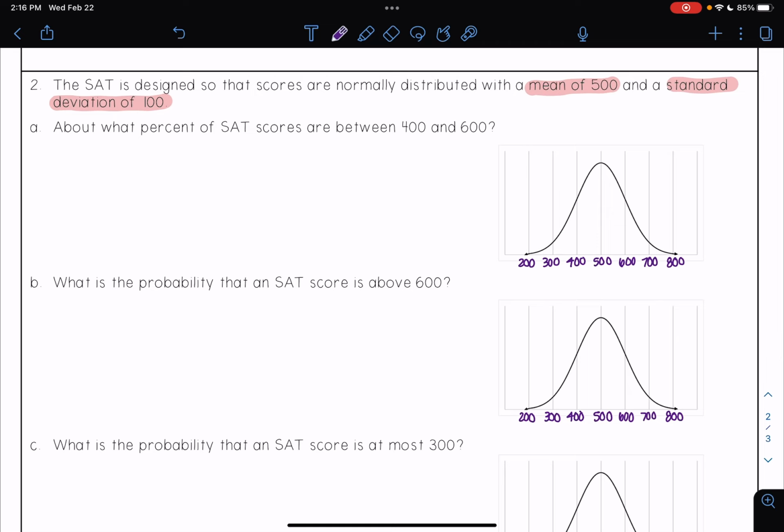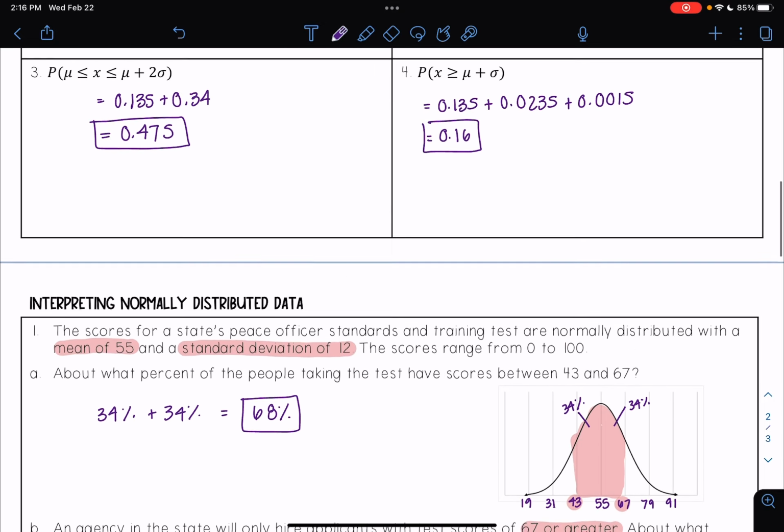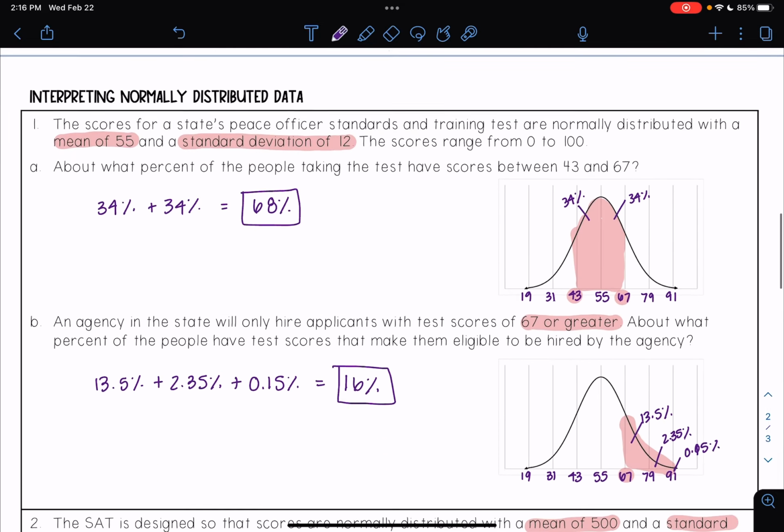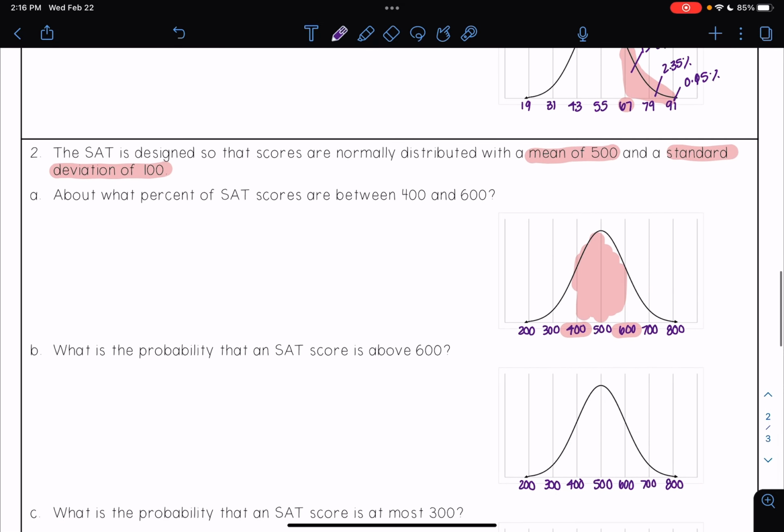Okay, part A says about what percent of SAT scores are between 400 and 600. So I see there's my 400, my 600. So it's everything in here. And going back to my other graphic, I see that those two are my 34%. So this is going to be 34% plus 34%, which is equal to 68%.